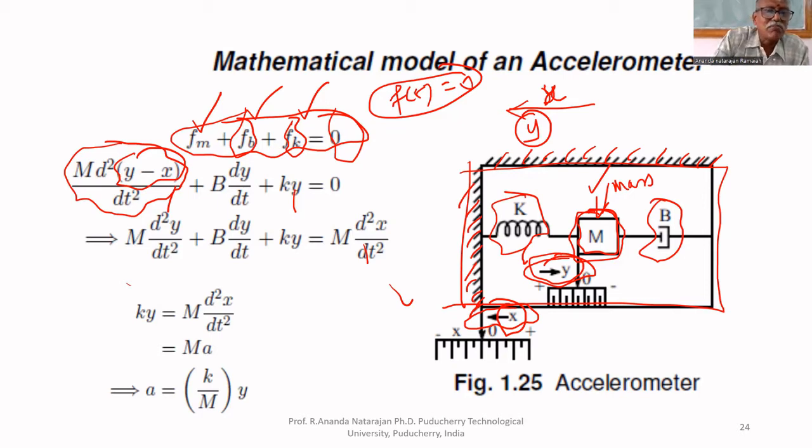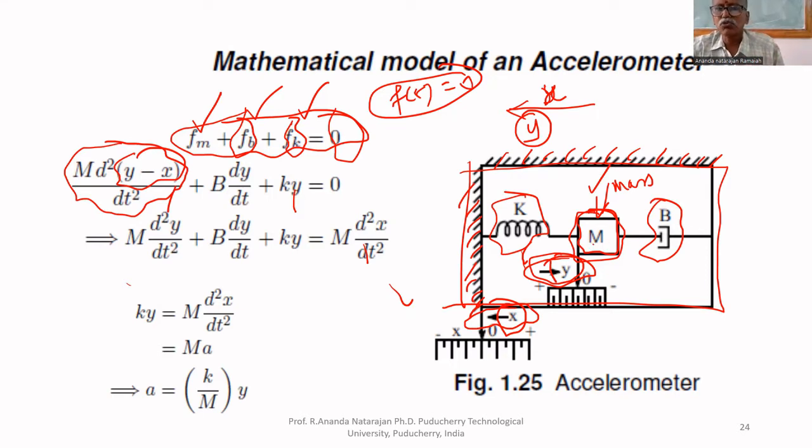So y minus x. M d square of y minus x by dt square, plus b dy by dt. As far as the spring is concerned, one end is fixed and the other end is displaced with the mass by y. Therefore, for the dashpot, the displacement is only y, so b dy by dt. Only y, no x displacement for the dashpot. How much does the dashpot move? Suppose the mass is not moving. What is the displacement of the dashpot?